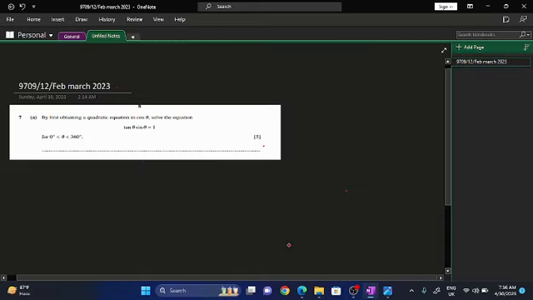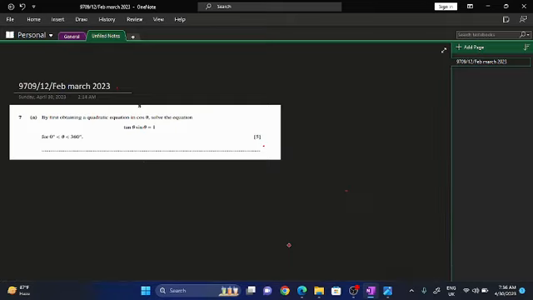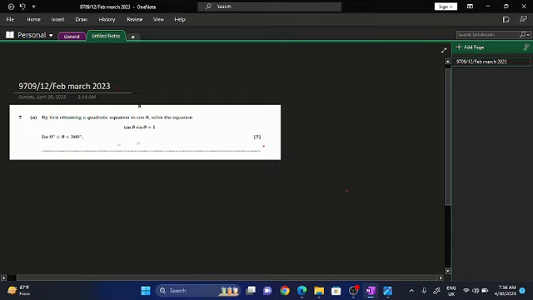Okay, question number 7 is: by first obtaining a quadratic equation in cos of theta, solve this equation over the range of theta given to you. It should lie between 0 degrees and 360 degrees. First of all, the hint given to you is that you have to convert your equation into cos of theta. So this equation should be converted into cos of theta first.